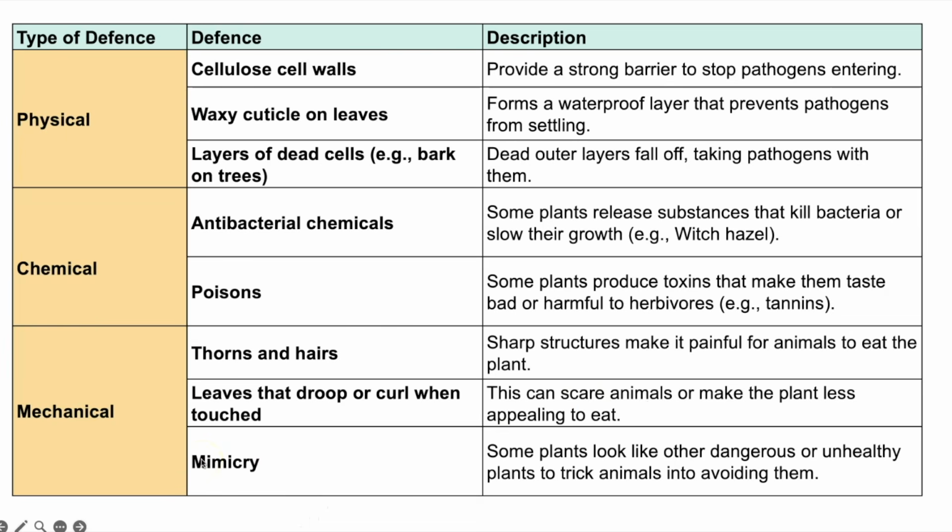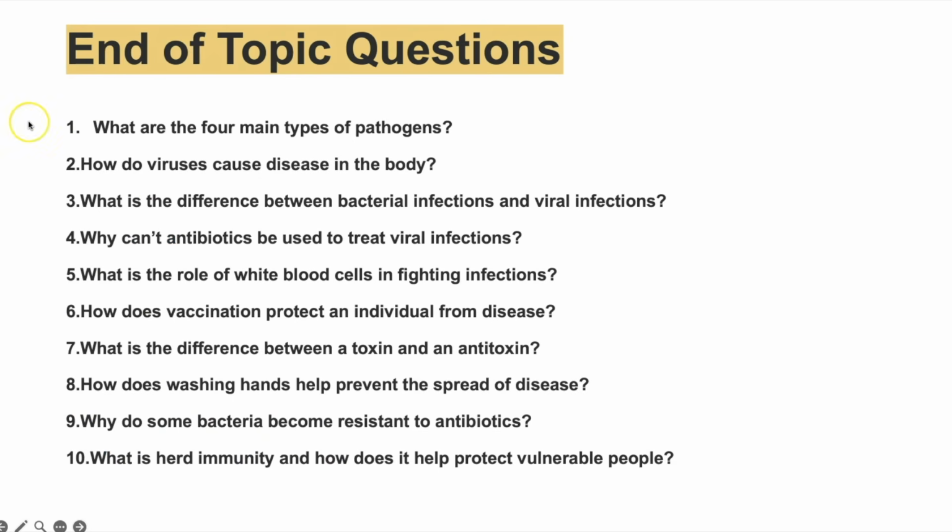And this is the same idea with mimicry. Mimicry is the fact that some plants actually look like dangerous animals or other plants to trick animals to avoid them from eating them. So that takes us to the end of topic 3.